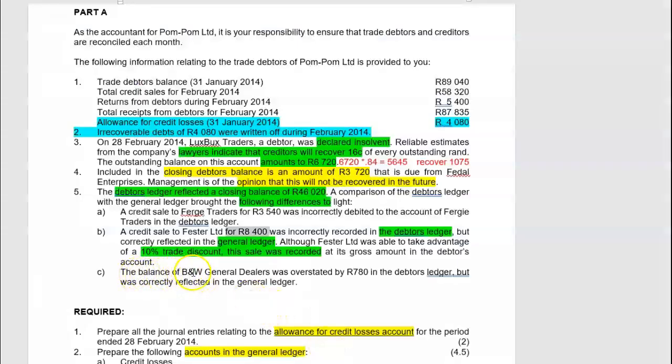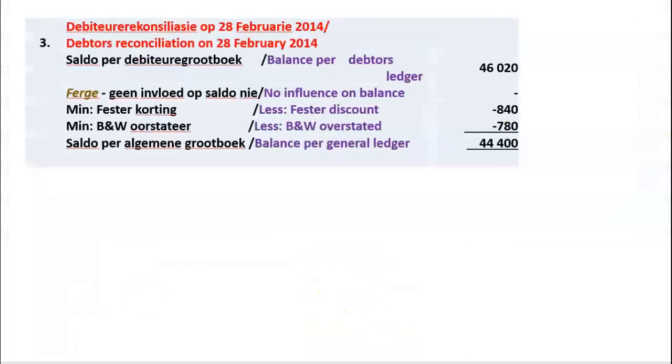Then C, the balance of B&W General Dealers was overstated by 780 Rand in the debtors ledger, but it was correctly reflected in the general ledger. So again, my debtors control account was right, but there is an impact now on this 46,020, the amount that we started off with, because in his individual account, his account was overstated by 780 Rand. So obviously, we have to reduce the 46,020 and his own account balance then with the 780 Rand.